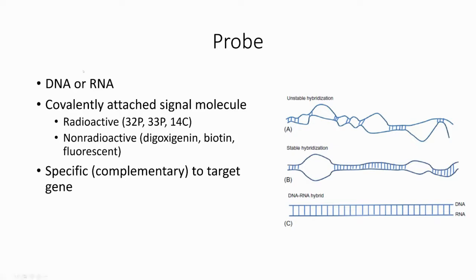The probe can be DNA or RNA. And then the hybridization gives you the signal. That's why we call it nucleic acid hybridization. We base it on the complementary principle, so the probe can identify and find the complementary region and bind to it, so that it gives you the signal.